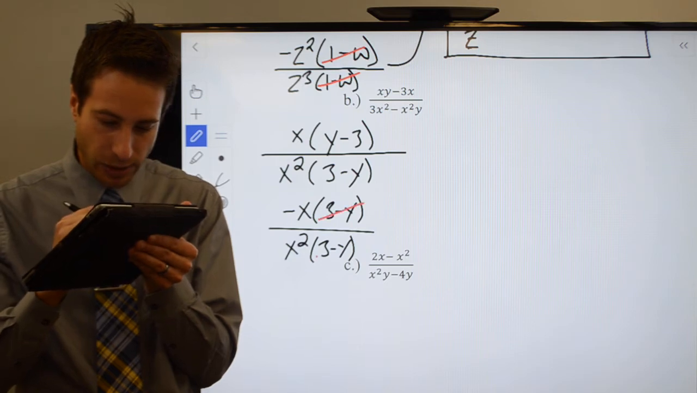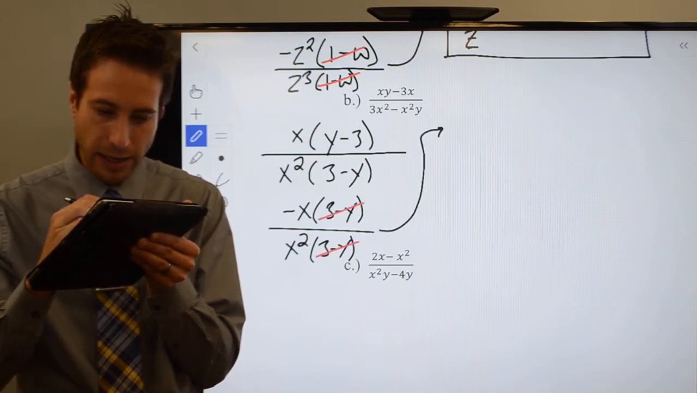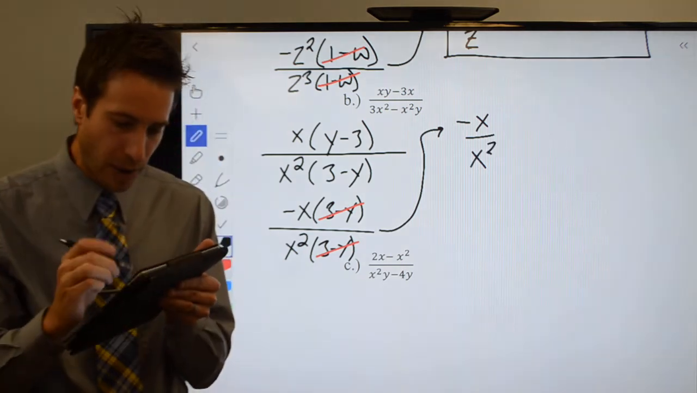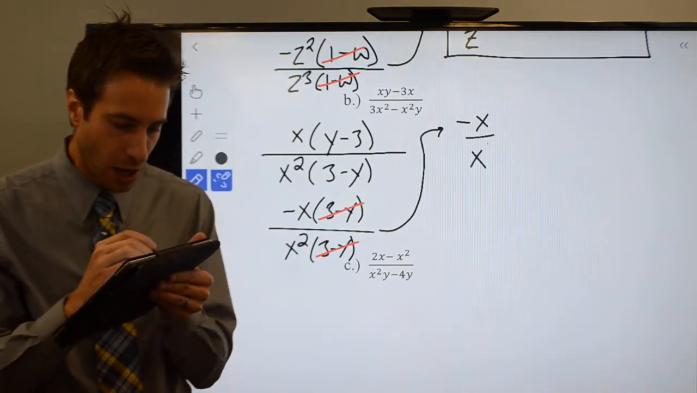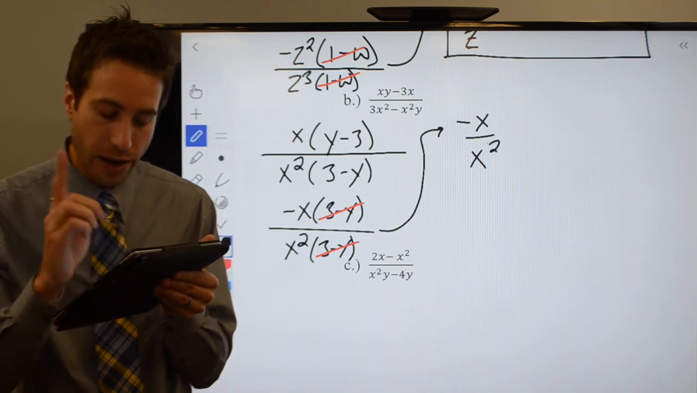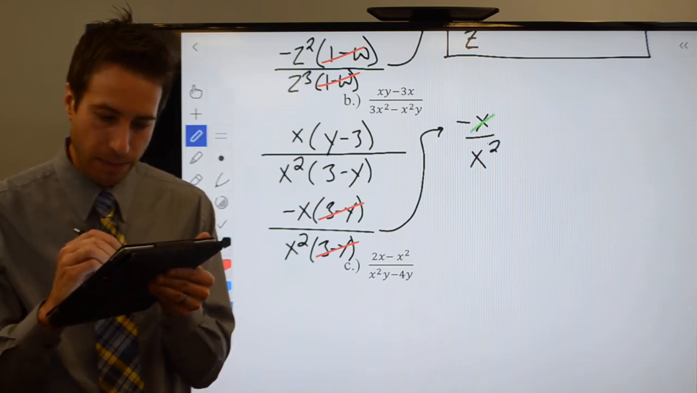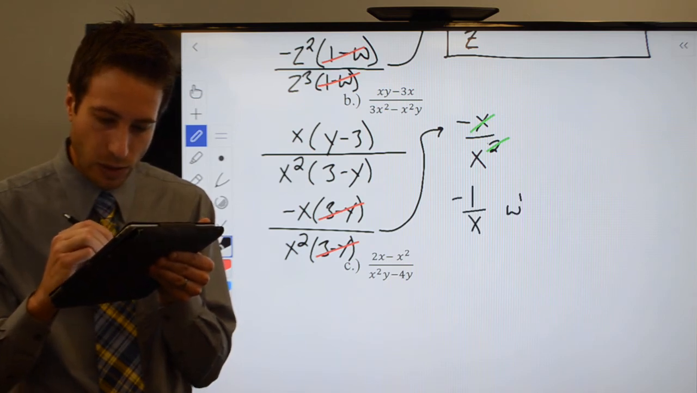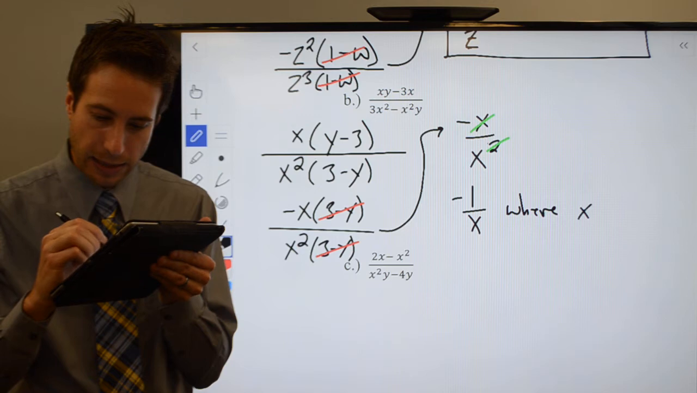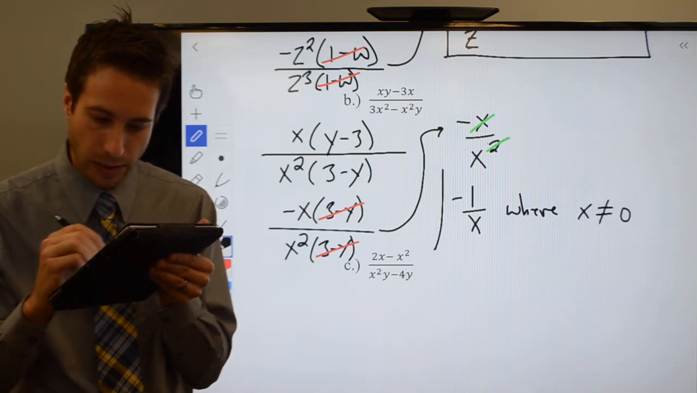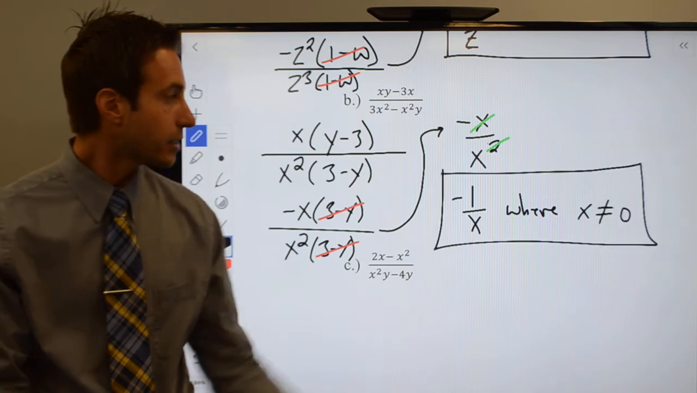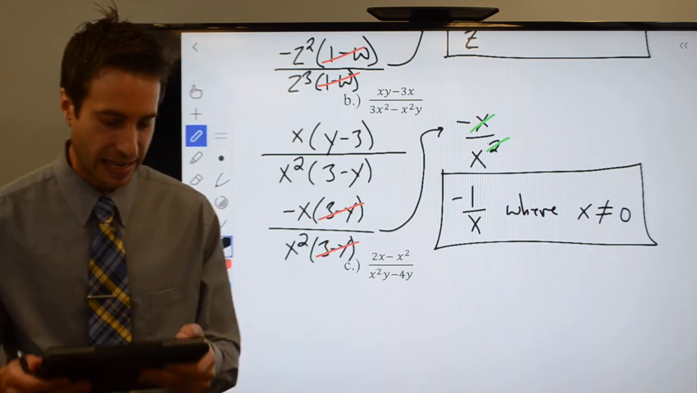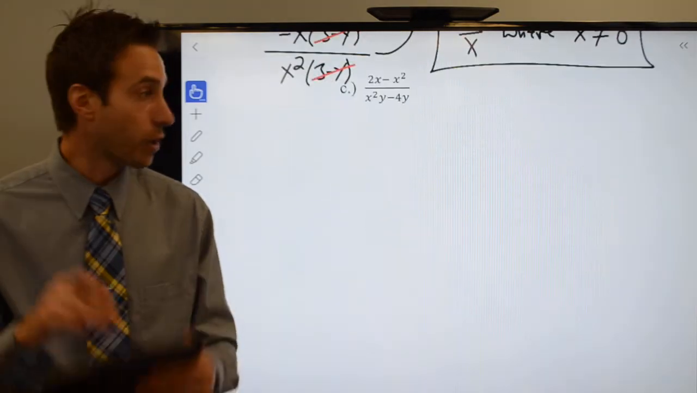Those guys now cancel. Leaves me negative x over x squared. Again, you're almost there, but we recognize that the x in the top will cancel with 1 of my x's in the bottom. And I'm left with -1 over x. Of course, where x cannot be 0. All right, so there's another one where all I had to do to get me the rest of the way there was just factor out that negative. Let's keep going. I got another one for you right here.